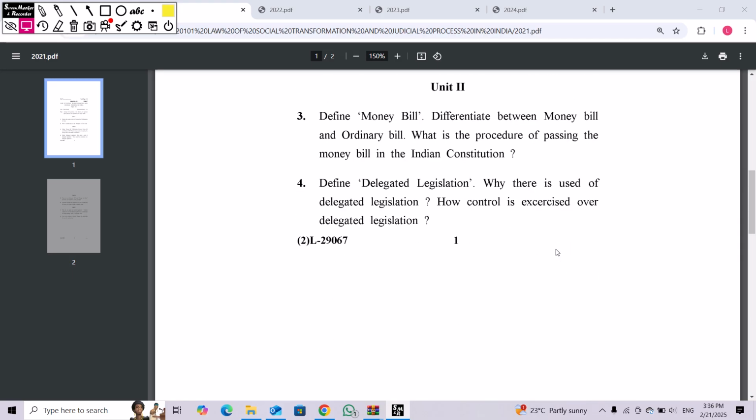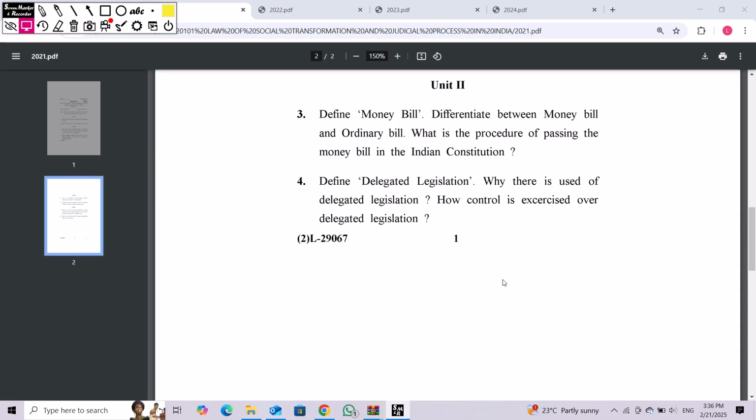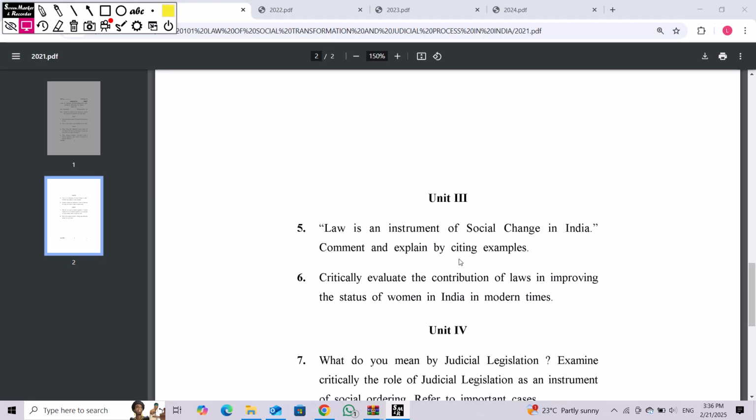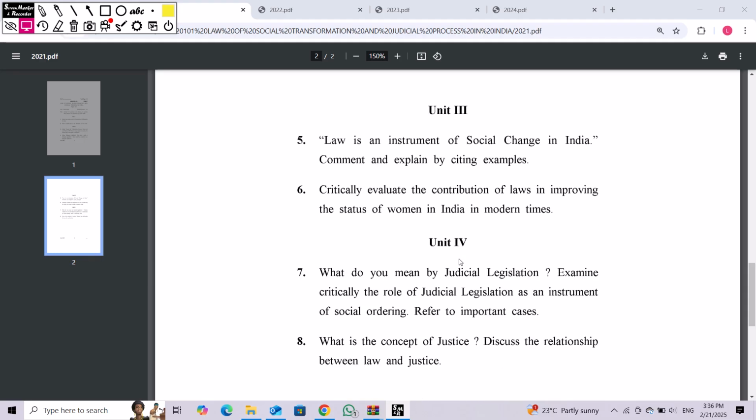Question number four is: define delegated legislation, why is delegated legislation used, and how is control exercised over delegated legislation. And Unit 3 is about: law is an instrument of social change in India. Comment and explain by citing examples. Critically evaluate the contribution of laws in improving the status of women in India in modern times.